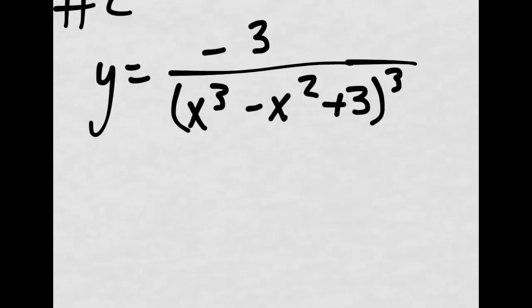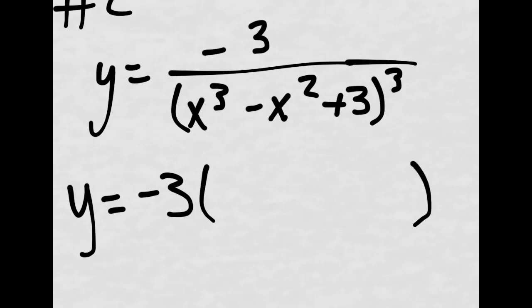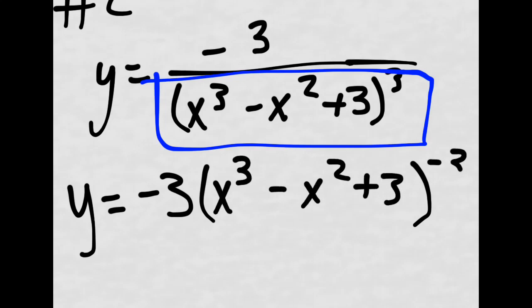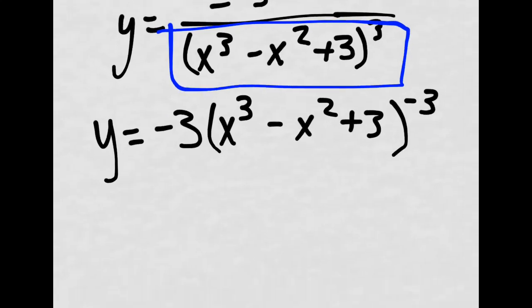What do we need to do on this problem? Move the bottom. Leave the negative 3 out front and then take this, since the entire bottom is in parentheses, this whole thing is in parentheses. I want to move it to the top and then I'll use a chain rule. To the negative third. So we'll move it to the top, it's negative third, then it's a chain rule.